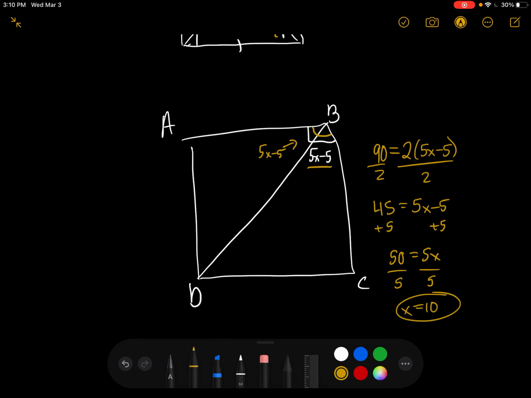So that is a fair game square question. Again, applying multiple properties that we have to solving.